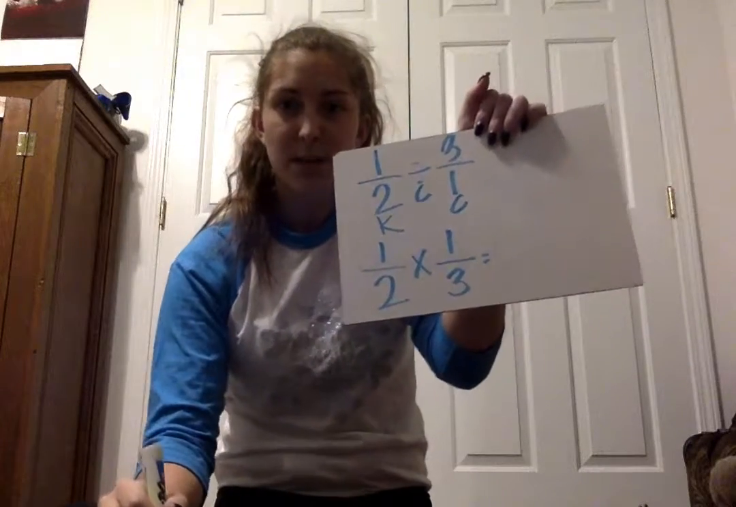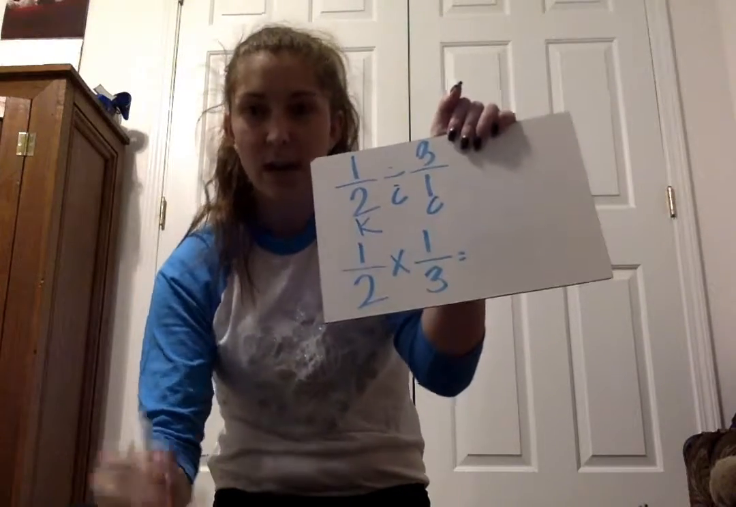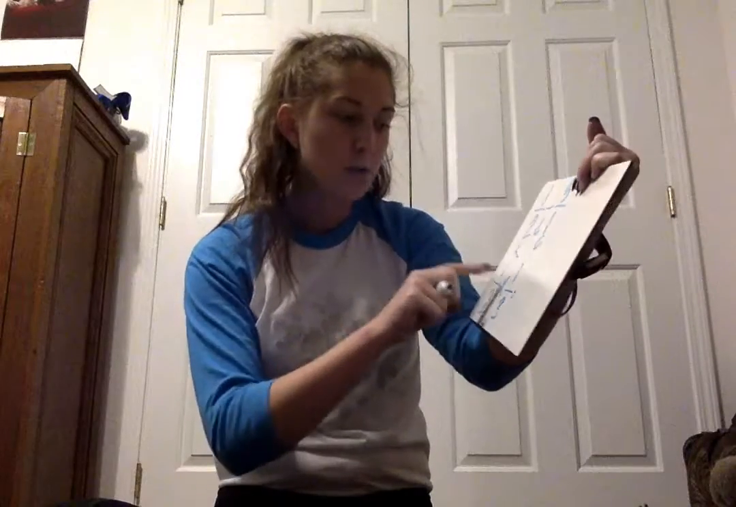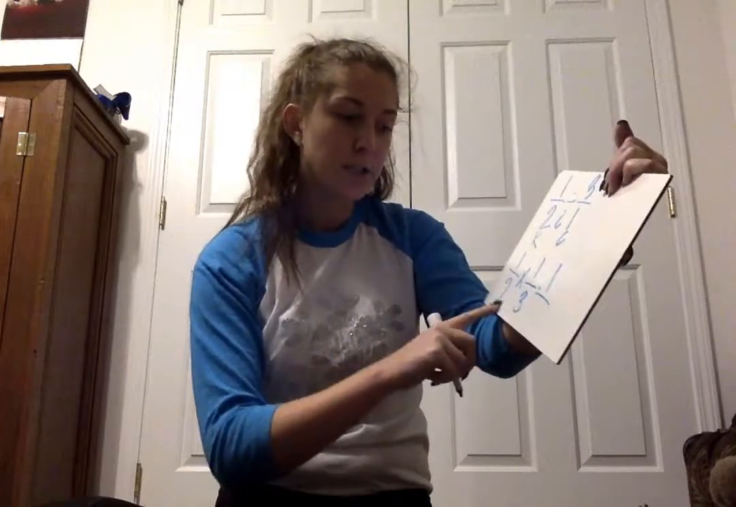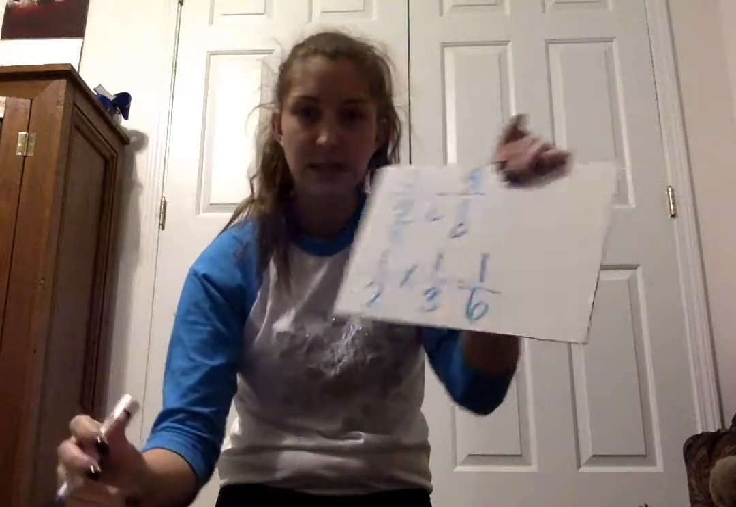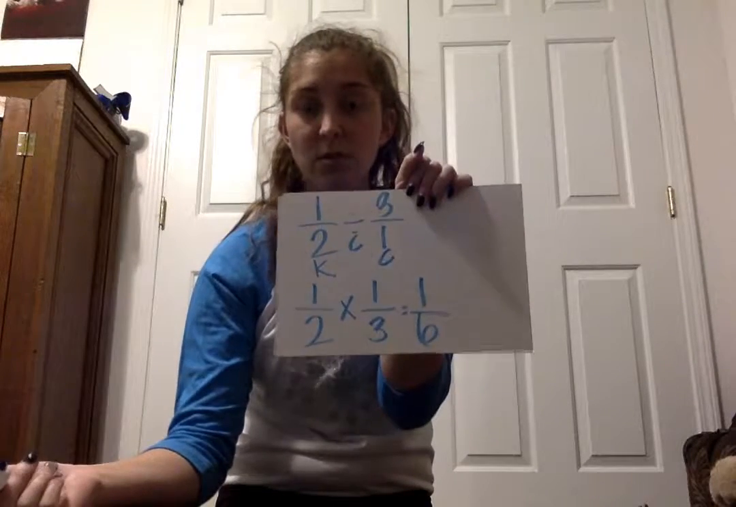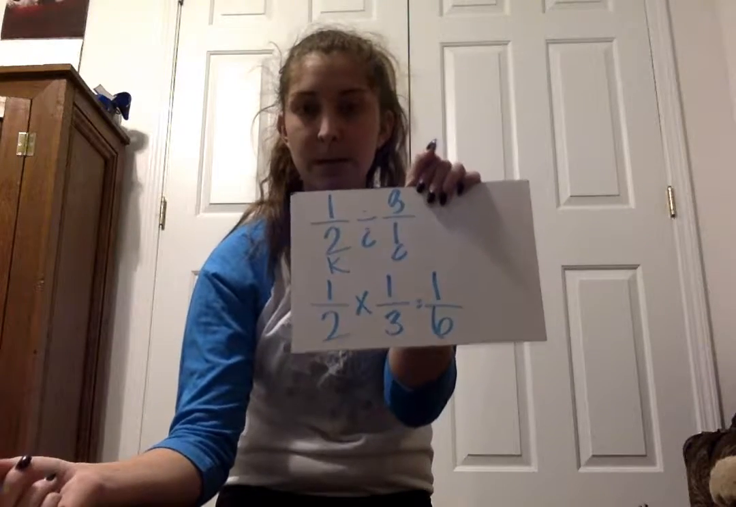So now I just simply have 1/2 times 1/3, and now I'm just going to multiply straight across, just like we've been talking about. So 1 times 1 is 1, and 2 times 3 is 6. So I just simply have the answer 1/6 as a fraction. Okay, let's do one more problem.